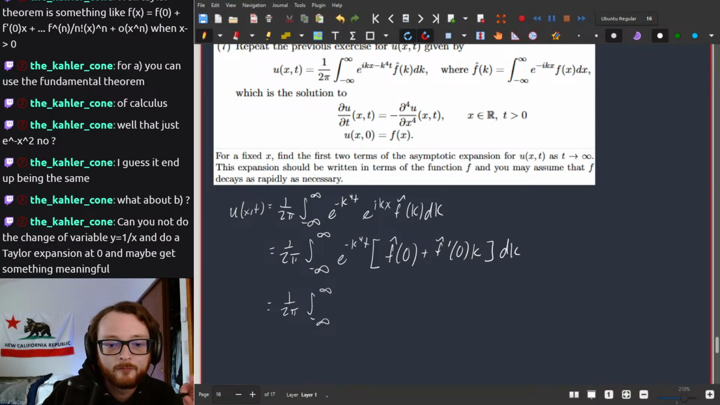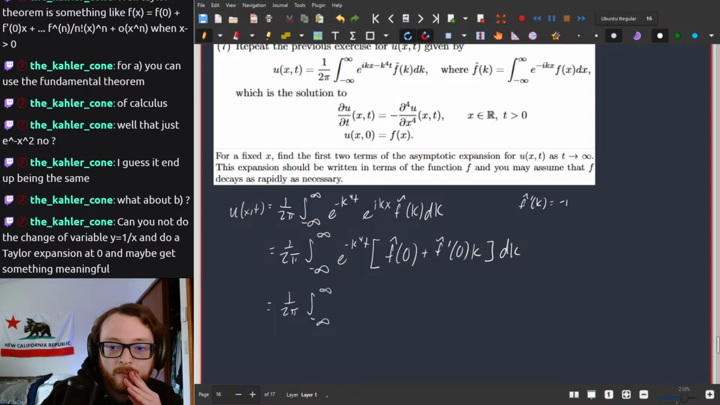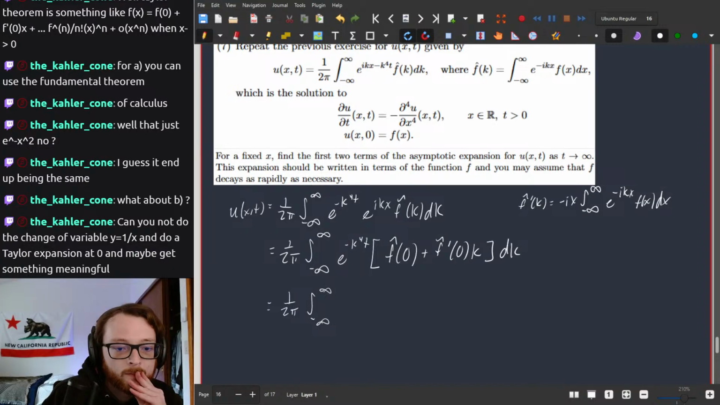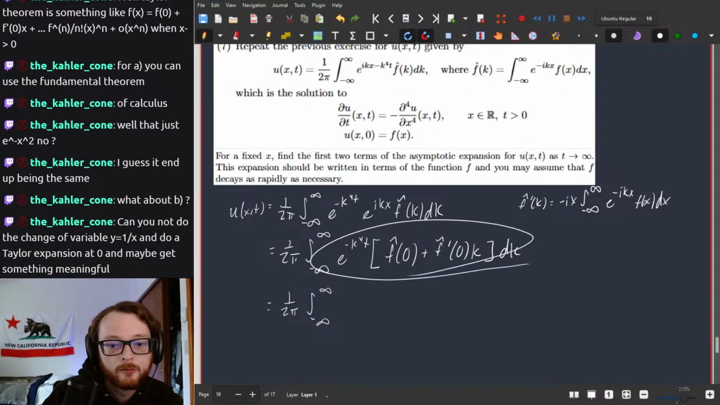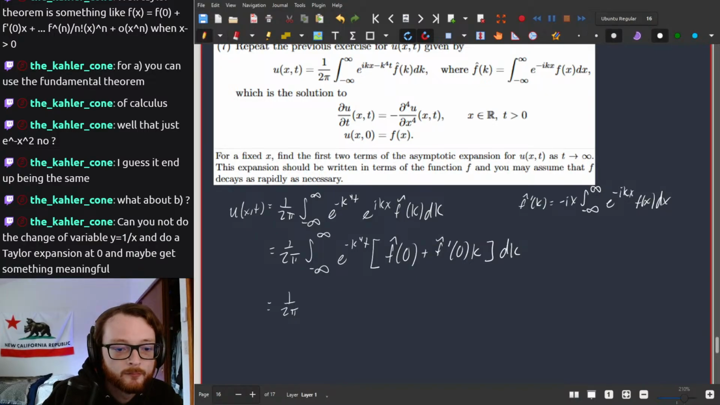And this f prime is a derivative with respect to k. And you can get from this definition that it's minus ix, integral from minus infinity to infinity of e to the minus ikx f of x dx. The other nice thing is that expanding about k equals 0 means that this exponential factor disappears, and they just become constants with respect to this integral. So I can actually even do this.